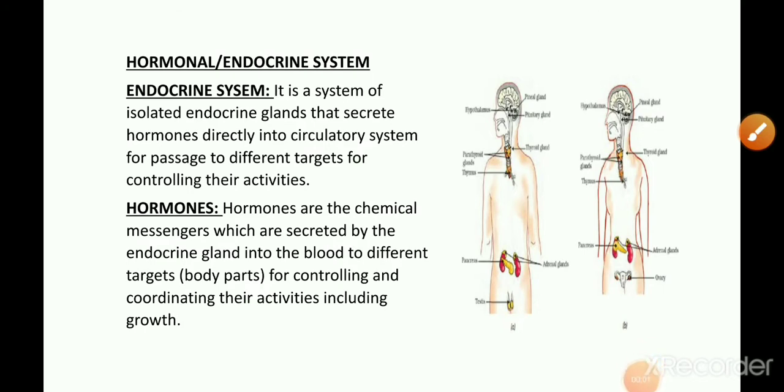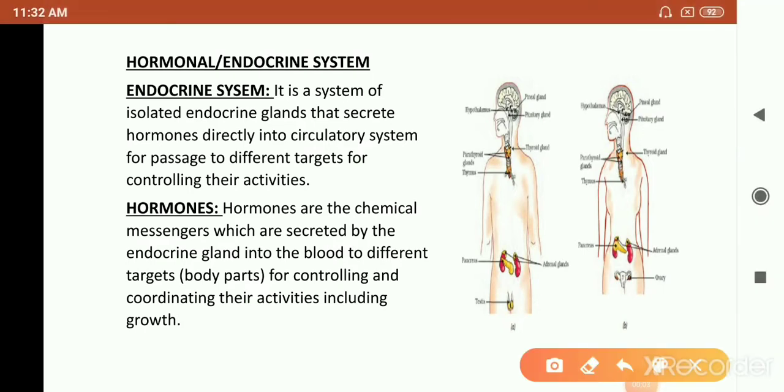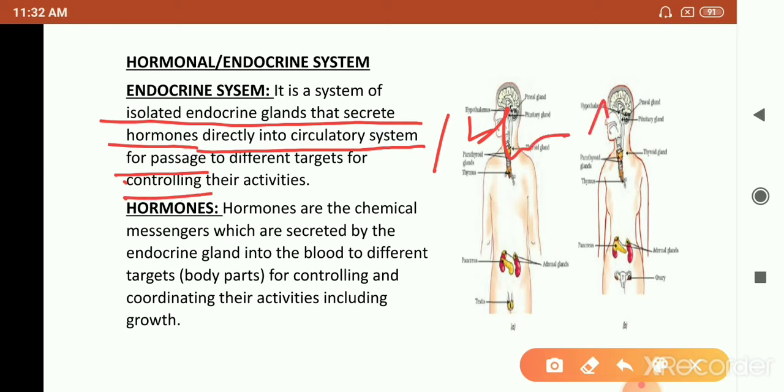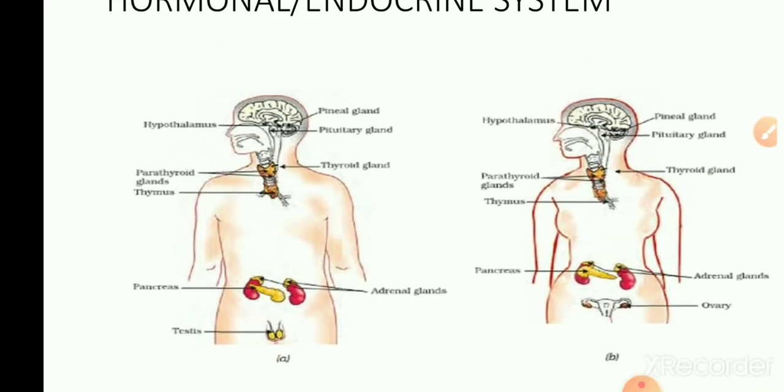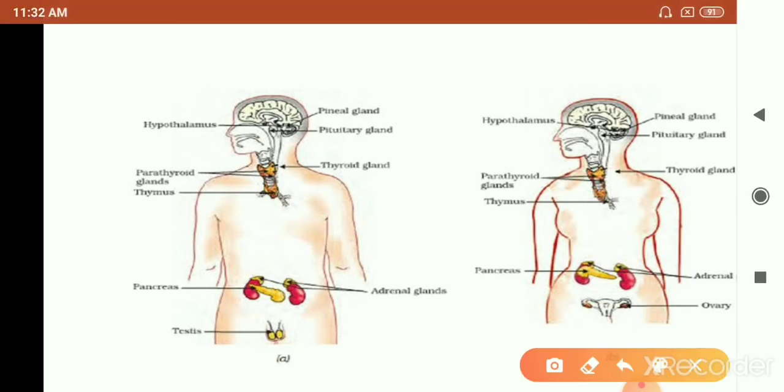The endocrine system or the hormonal system is a system of isolated endocrine glands that secrete hormones that are directly poured into the circulatory system or the blood for passage to different target tissues for controlling their activities. Now, as you can see here in this diagram of human male and female, the diagram shows different endocrine glands present in our body. When we say it is a system of isolated endocrine glands, it means that these glands that you see are not connected to each other, right?